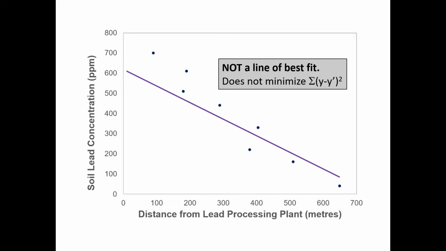Here, we draw another line across the data points. However, this is not the line of best fit because it doesn't minimize the sum of the squares of the residuals.